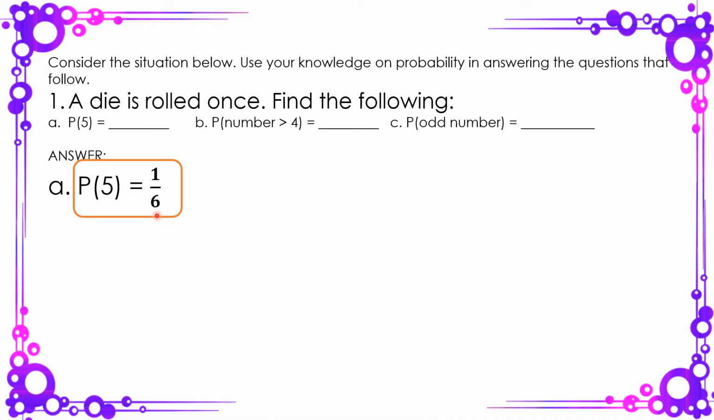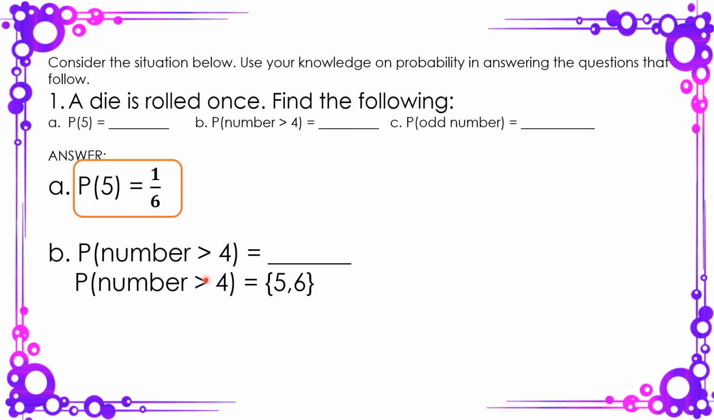So let's proceed to letter B, probability of a number greater than 4. What are the numbers that are greater than 4 in a die? These are 5 and 6, right? When we roll a die, the numbers which are greater than 4 are 5 and 6 only. So the answer is 1, 2. 2 over 6 or 1/3.